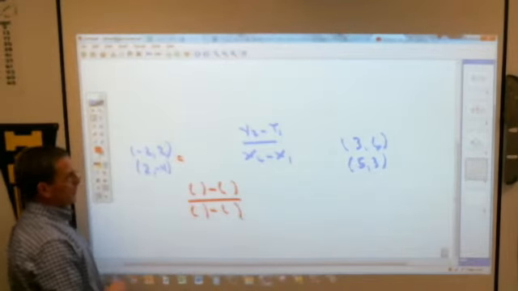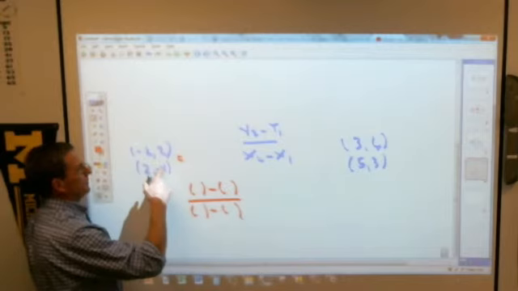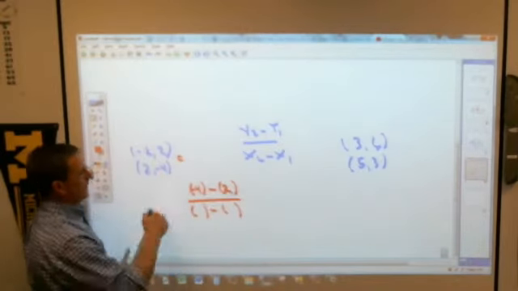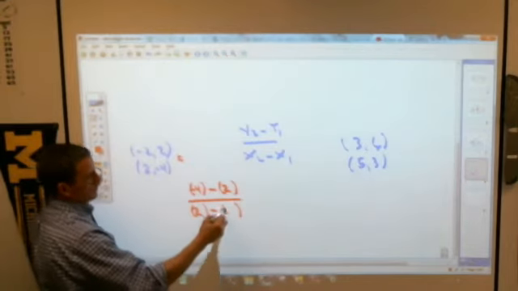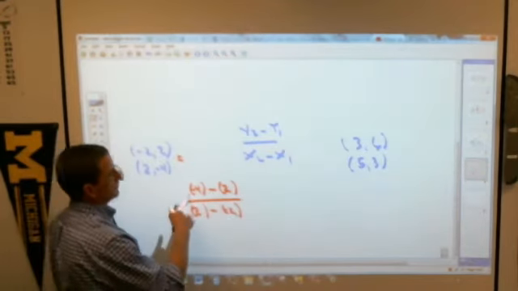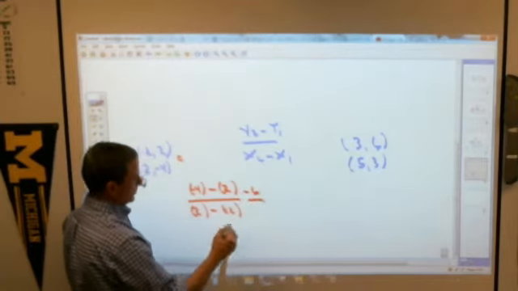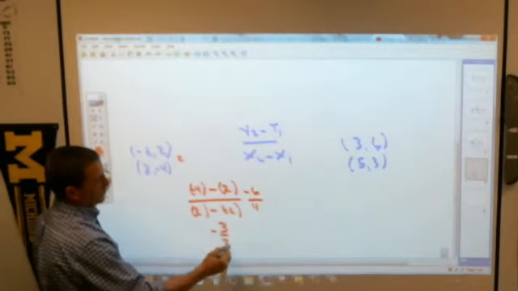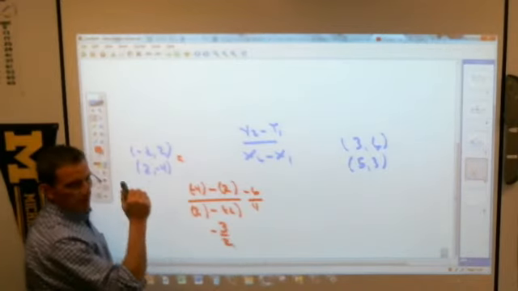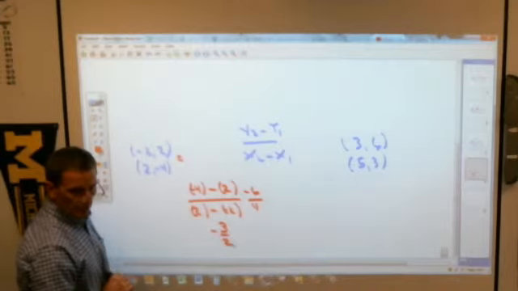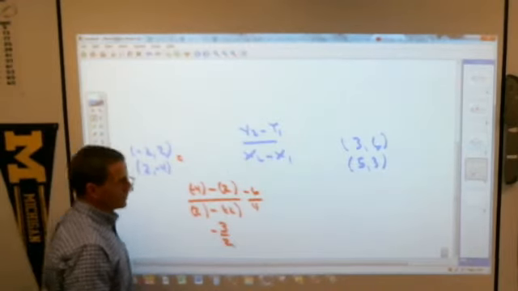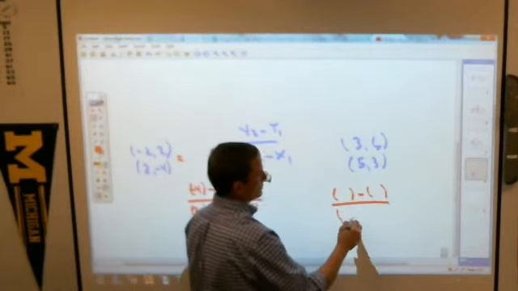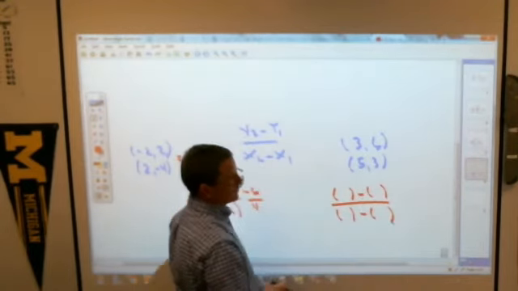My y's are here, negative 4 minus 2. My x's are here, 2 minus negative 2. So this ends up being negative 6 over 4, so this is a negative 3/2 slope. For this to be a perpendicular line, what would the slope of the other one have to be? Positive 2/3.